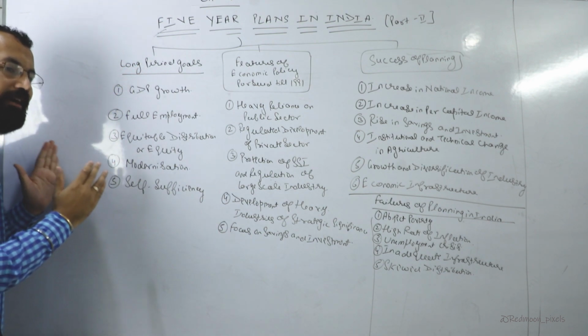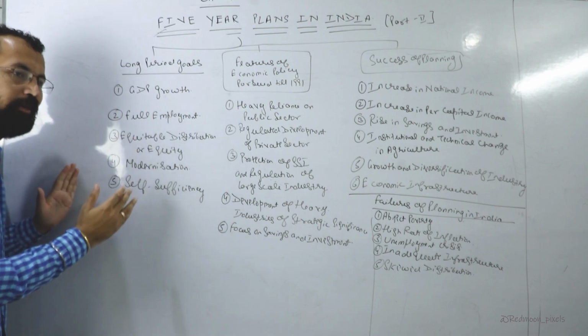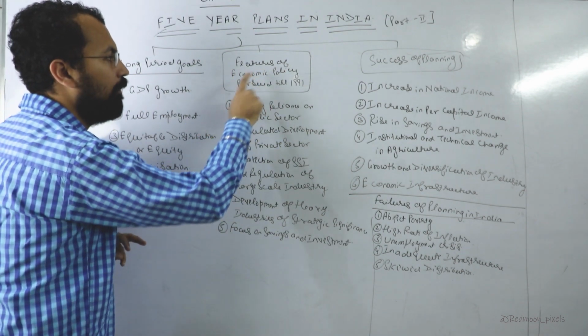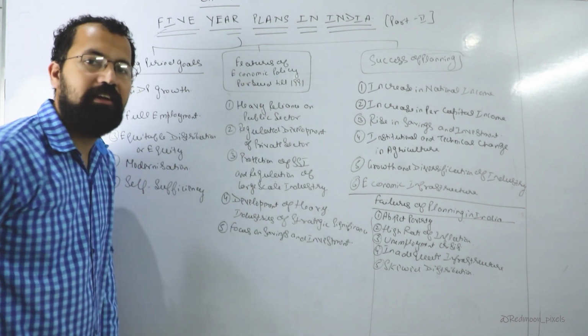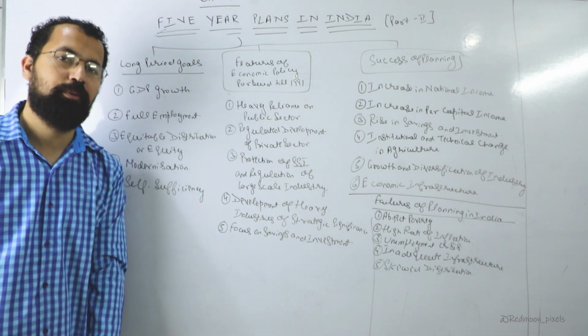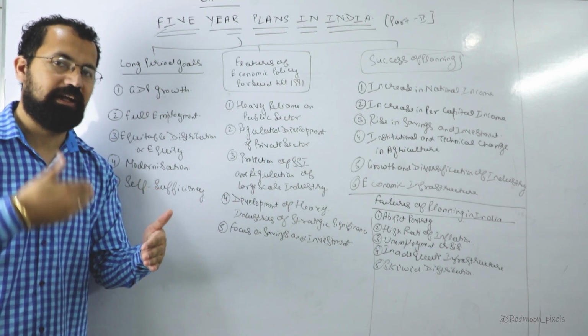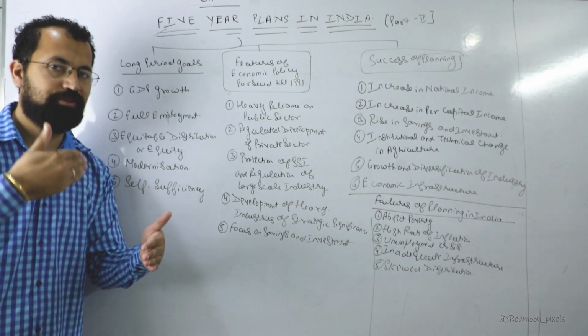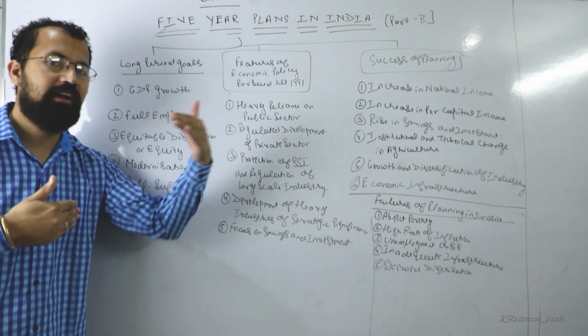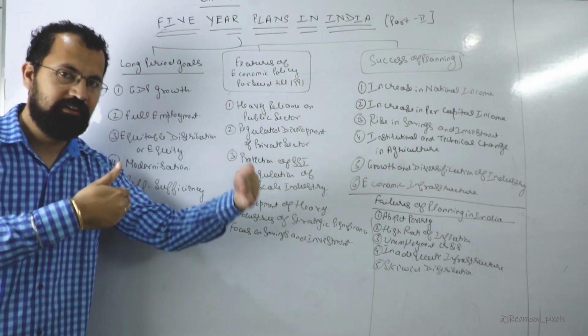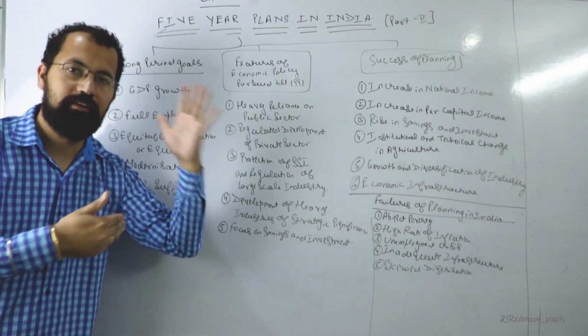Short-term goals, you have one flowchart or one diagram in your book. You will have to read it from that side only. Features of economic policy pursued till 1991. What does it mean? It means from the startup of the planning commission till 1991, the time duration between 1951 to 1991.